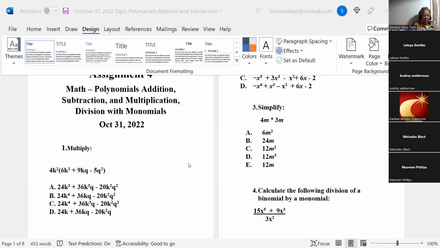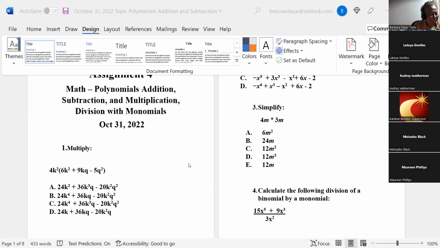Audrey, is that you rattling paper? Yeah, I'm just trying to. Yeah, she's a paper rattler. We gave Audrey a new name. She's a paper rattler. That's my new name.